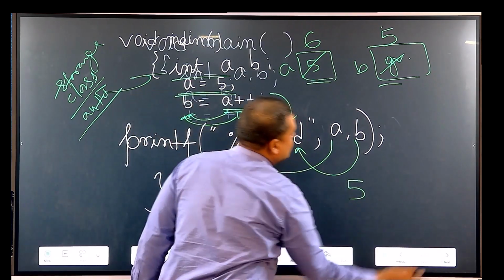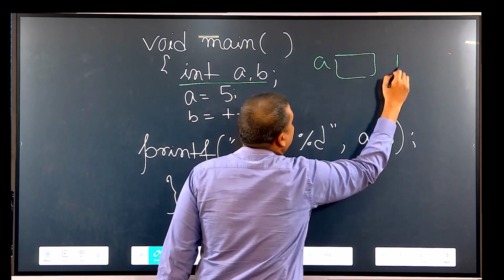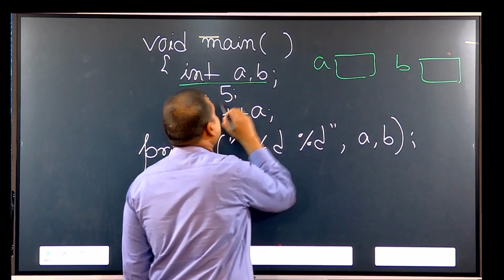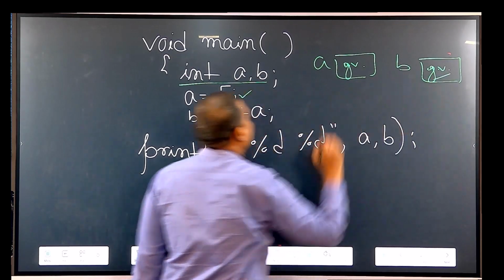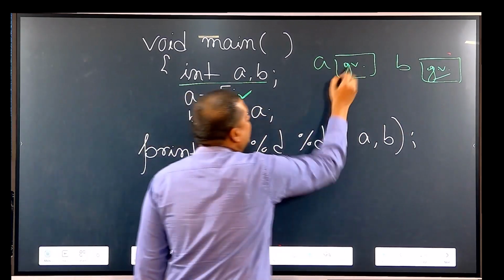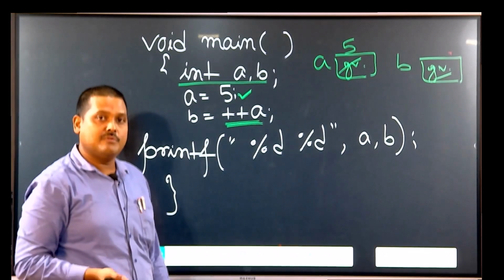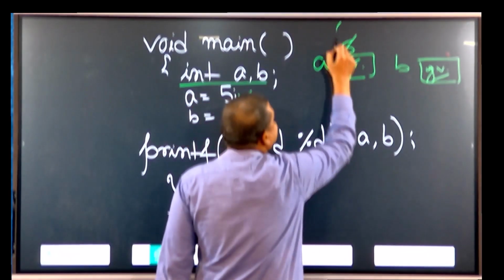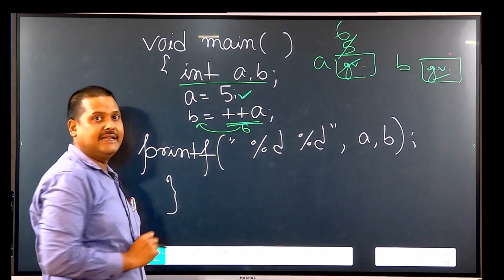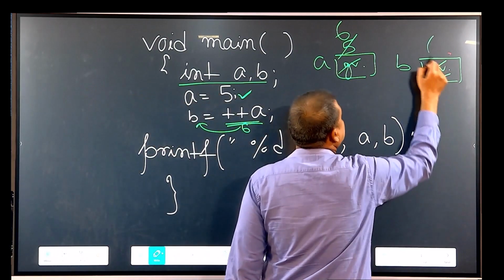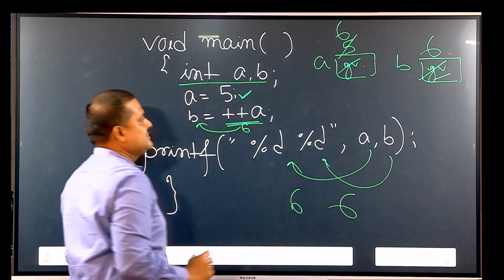Let's have another example. In this example, again by this line 2 memory locations are allocated, A and B. Initially both of them are garbage values. Now at this line A is assigned as 5. A is 5 now. Now what about B? This is called pre-increment. First the increment operation will be performed. So A will be incremented by 1. A is 6 now. Now the value 6 will be assigned inside B. So B is now 6. Now if you print A and B here, both of them will display the value 6.